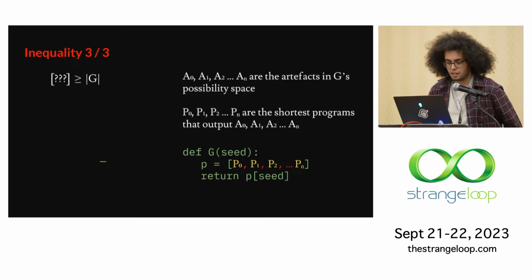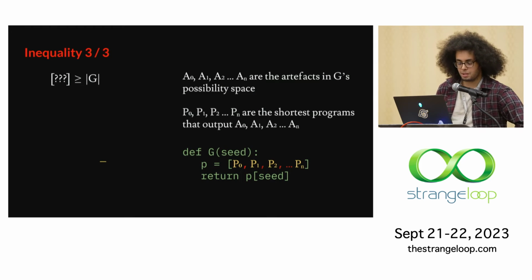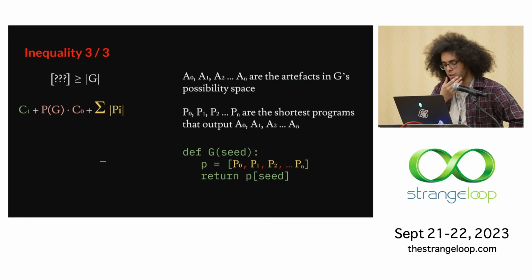So the formula in the question marks is going to be a bit complex, but with colors it's going to be a bit more simple. So you have the code in green, which is like the core of the templates. It's a constant, so what I call C1. You have in yellow the size of each of the smallest programs.